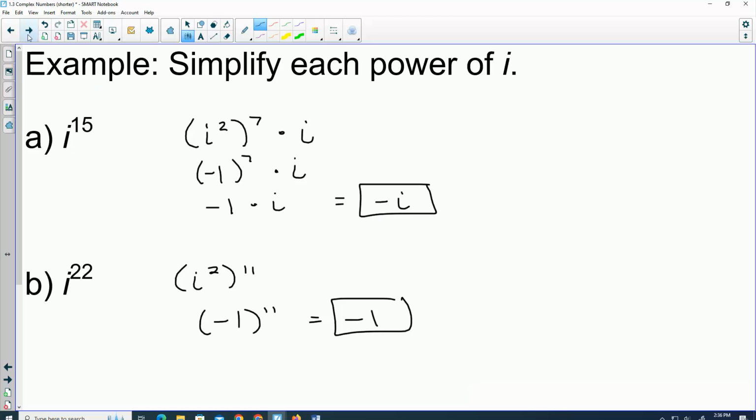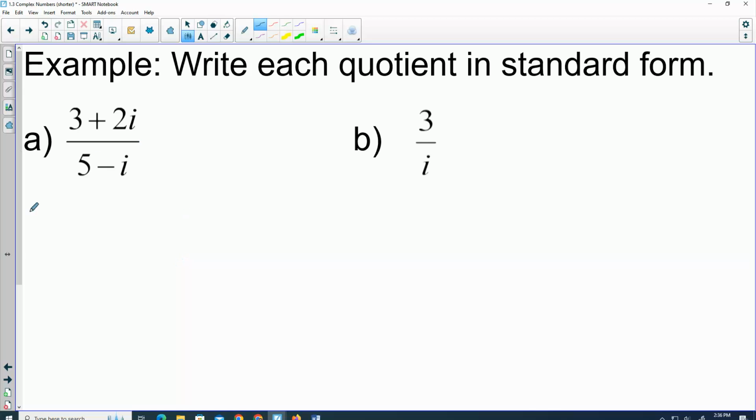2 last things I want to talk about dealing with i's. The first is if I have a quotient, how would I write that in standard form? So, standard form, a plus bi. The i can't be on the denominator. Kind of like with radicals, you can't leave the radical on the denominator. Let's do b first. What could I do on part b?